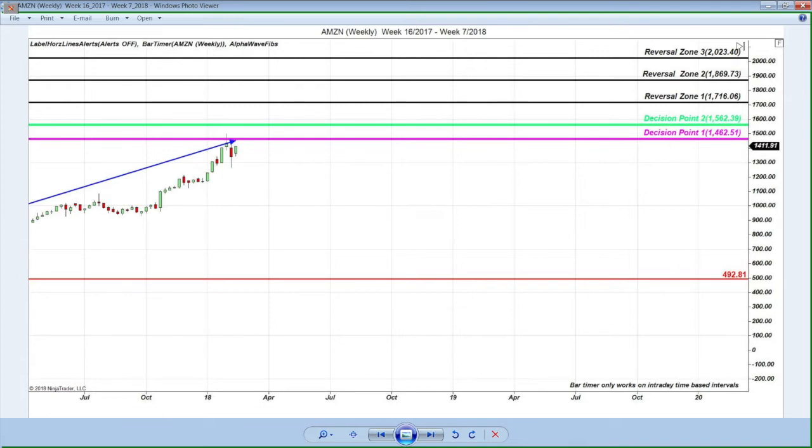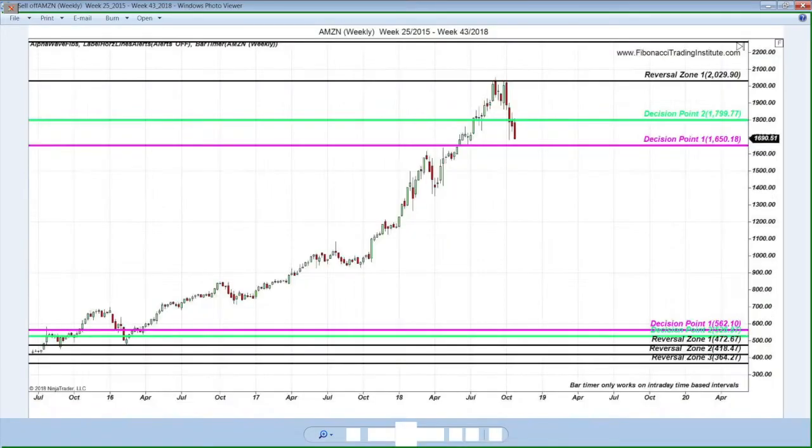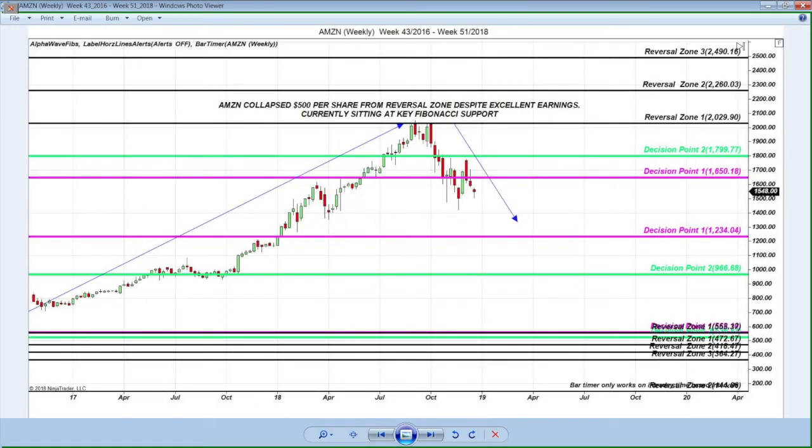Amazon comes out with stunning earnings. What is the problem? Why is it selling off? Simple. It's a reversal zone. Not the place to buy, the place to exit, the place to monitor for reversal. Amazon sold off $700+ per share. Stunning earnings don't mean a thing. Amazon selling off means everything. And that's what price does every time.